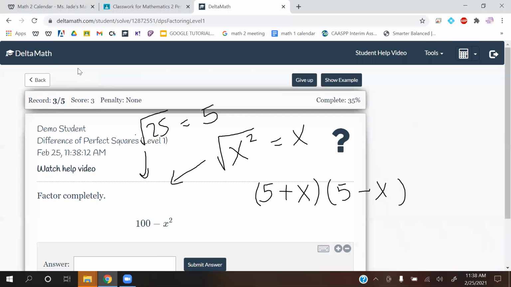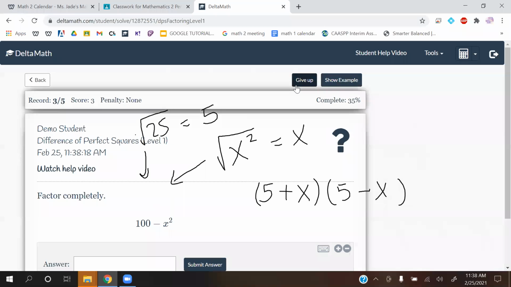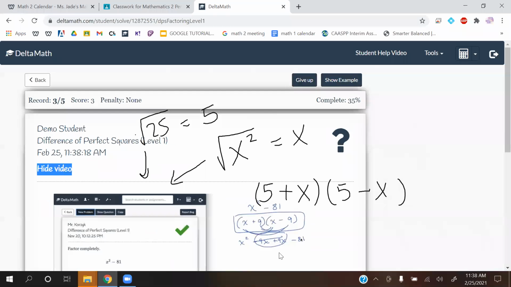And so if you guys need more help, you can click show example, next example, next example. They will give you tons of examples. And if you don't like those, you can watch help video, which is right over here. Just reminding you that those are options for you as well.